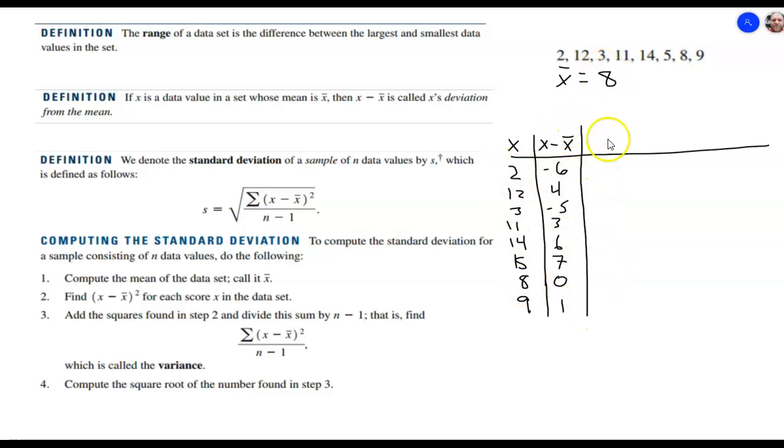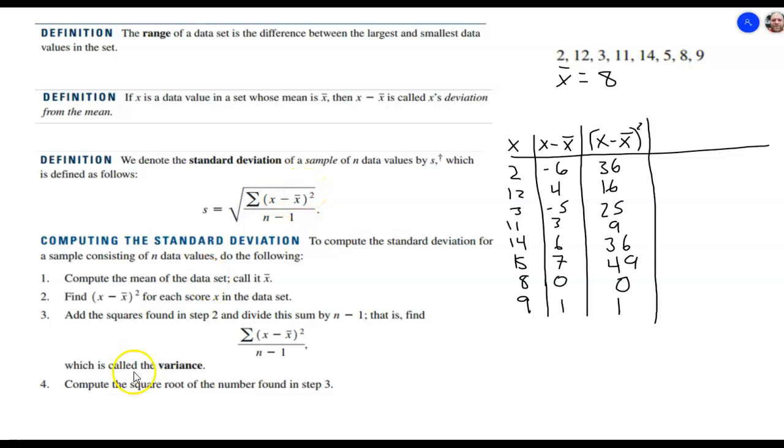Now we want to find the deviation squared. Whatever that deviation is, we're going to square it. Negative 6 squared is 36. 4 squared is 16. Negative 5 squared is 25. 3 squared is 9. 6 squared is not 18, it's 36. 0 squared is 0, and 1 squared is 1. Okay, so that's what we did here.